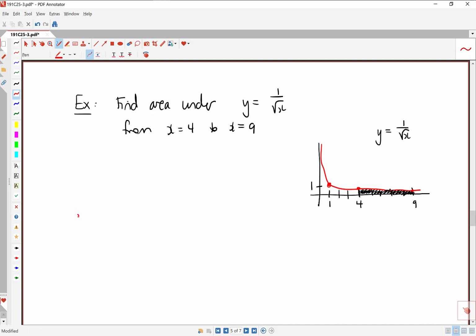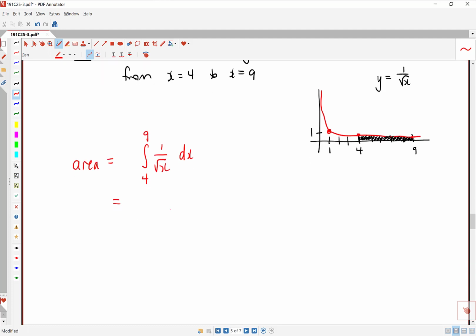So let's try it. If we wanted to calculate the area, we'd say, well, let's use a definite integral from 4 to 9. We're integrating our function, the 1 over root x, with respect to x. So first thing you might want to do is just rewrite that function into exponential form to make it a little bit easier to do the integration. So you could call it x to the minus 1/2. And what we're going to do is bump up the power. It's going to become x to the 1/2, divide by that new power. So dividing by half is like multiplying by 2.